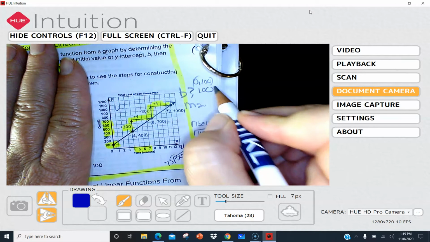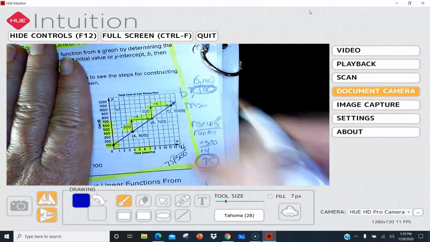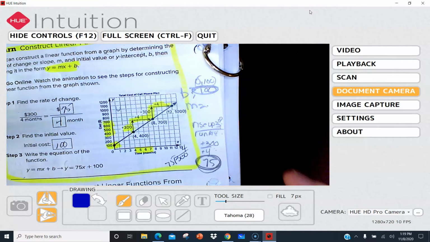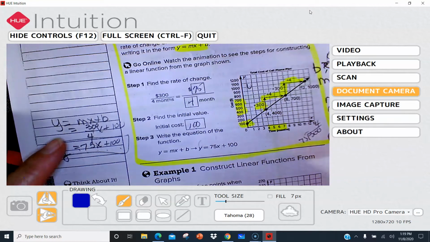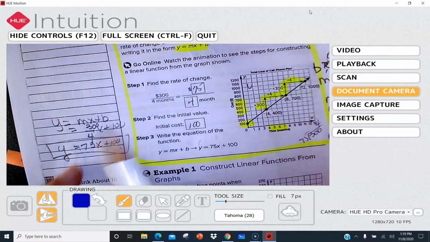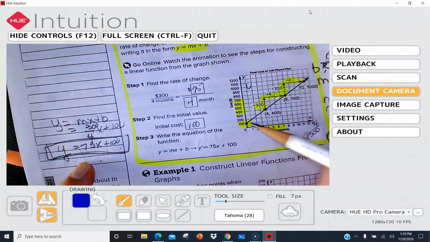So I have my m, which is 75, and my b, which is 100. I could put that into my equation, y equals mx plus b. Now, if you had 300 over 4, that's fine, but you have to simplify it to 75. So you have y equals 75x plus 100, and the 100 is my initial starting point.